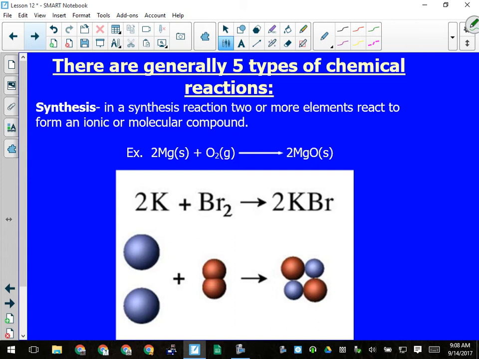Right. And then the reaction down below, similar. I've got potassium reacting with bromine. Again, 2 atoms of potassium reacting with 1 molecule of bromine that contains 2 atoms. And that's going to make 2 molecules of potassium bromide. Let's track it.